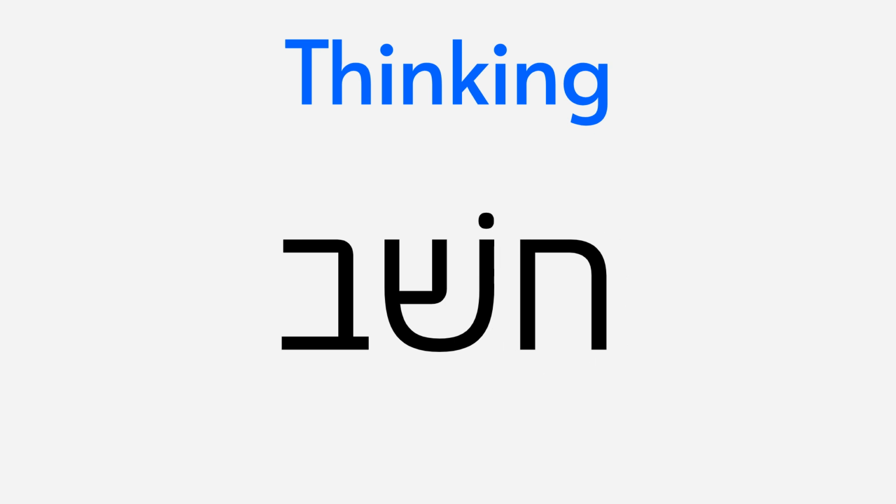A root that starts with chet, and that means thinking. Chet is another letter that tends to not take a shva. However, it can as the last letter of a syllable. And it does if it's the first letter of a root in an infinitive, though such infinitives are still irregular.